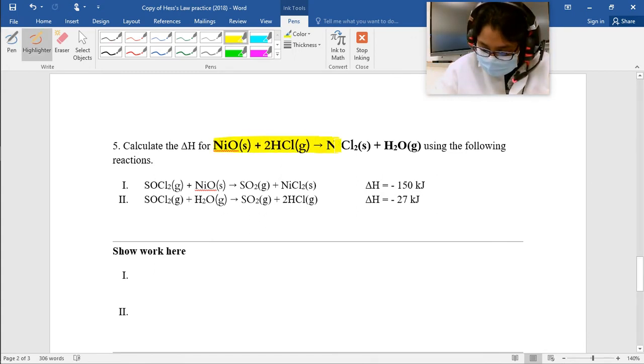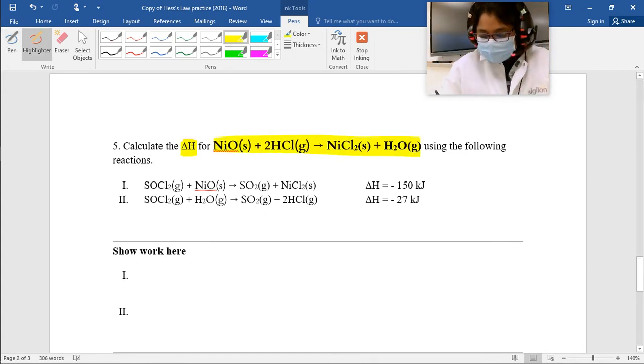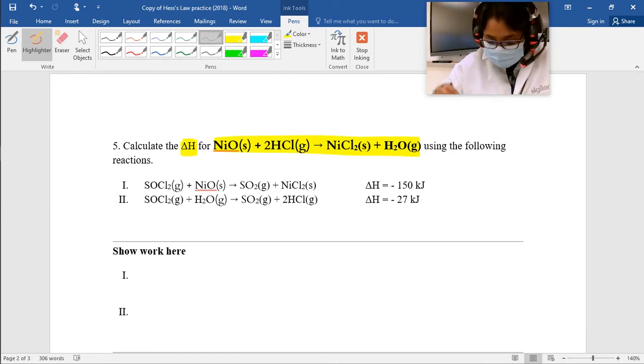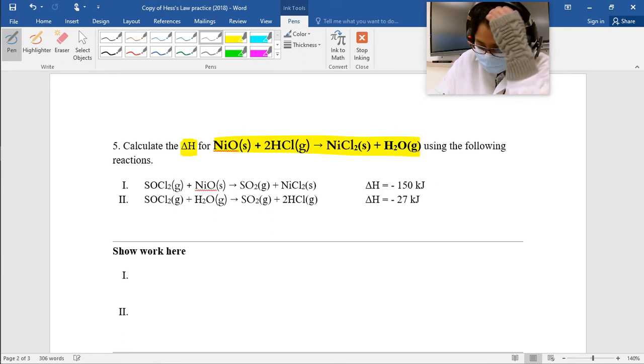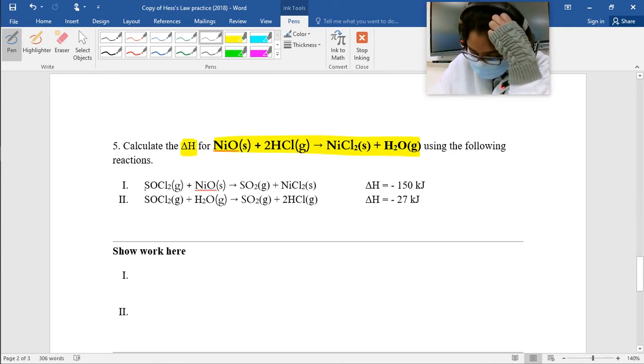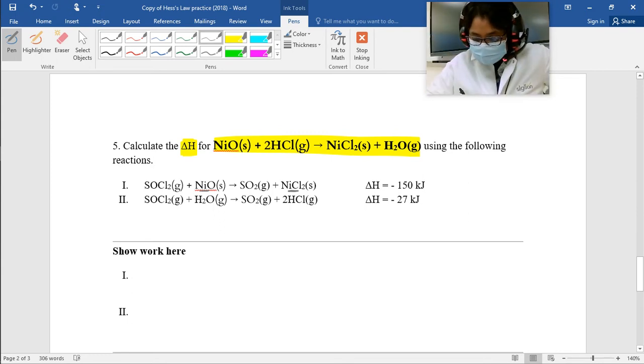All right. And then number 5, we are looking for this equation to calculate the delta H for. Okay. So let's see what we need. Let's look at the first equation. Is there anything that we need from it? Yes, there is. We need the NiO, and then we need the NiCl2. And they are the correct number, and they're on the correct side. So we don't have to do anything to this first equation.